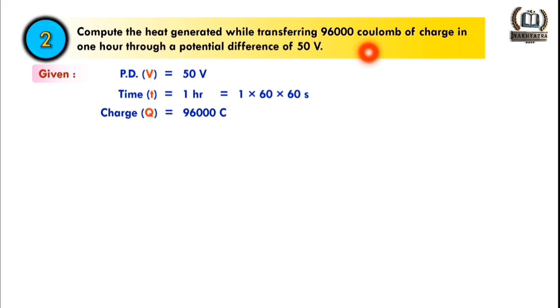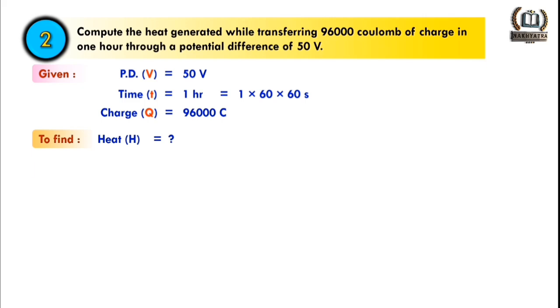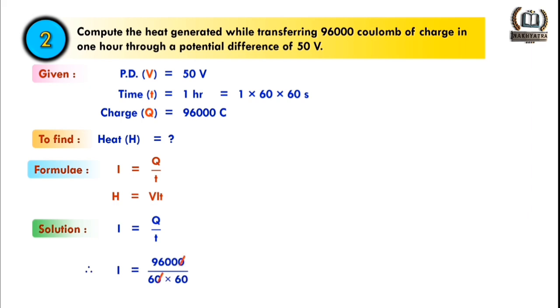And charge is given 96,000 coulomb. And we have to find out the heat. There are three formulae for heat. From here, which one we will use? Yes, we will use the third one, that is H equal to V into I into T joule. It is a formula that has current, right? But current is not given. So first we will find the current. The formula to find current is I equal to charge upon time. So these are the formulae we will be using. Now we have to first find out the value of I, that is, we have to find out the current.